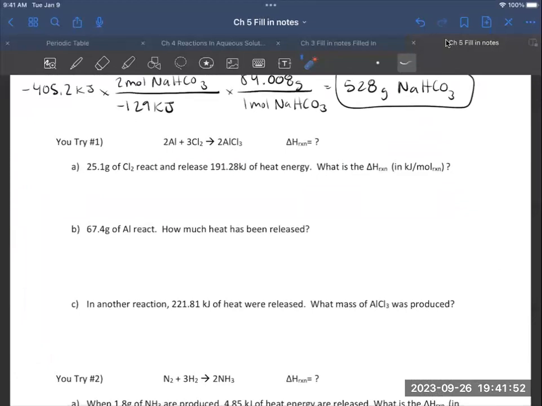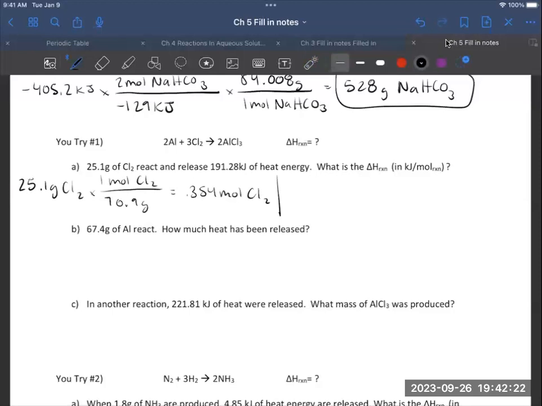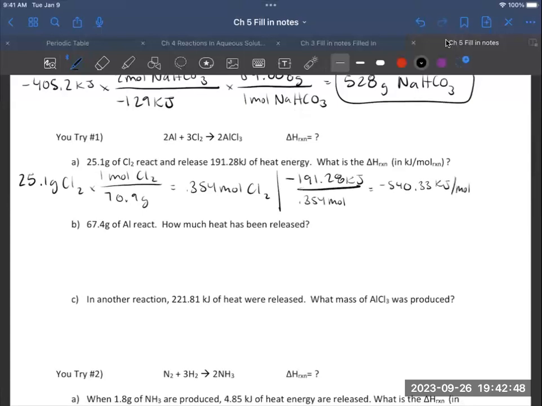Okay, so here comes the solution for try number 1. In this case, we've got our 25 grams of chlorine. As always, the first step is to turn your grams into moles. From there, we're going to take the ratio of the energy released to the moles of chlorine that we have. This was energy that's released, so it's going to be negative 191.28 divided by our number of moles. So this is going to be our answer in kilojoules per mole of chlorine reacted. However, we want it in kilojoules per mole reaction.